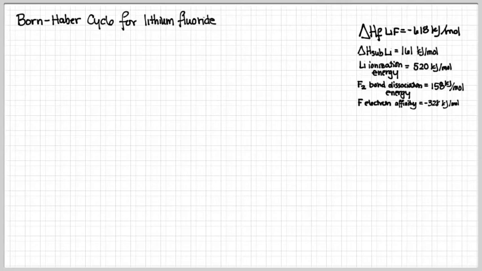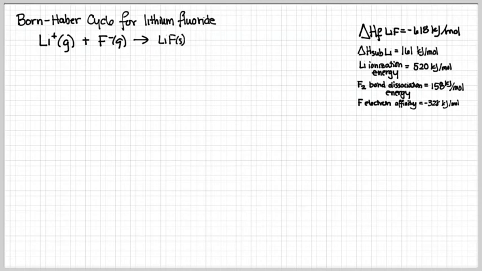The purpose of the Born-Haber cycle is to calculate the lattice enthalpy for the formation of an ionic compound. So in this example, we're going to calculate the enthalpy change when lithium ion plus fluoride ion become lithium fluoride solid.